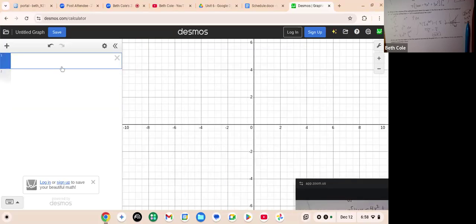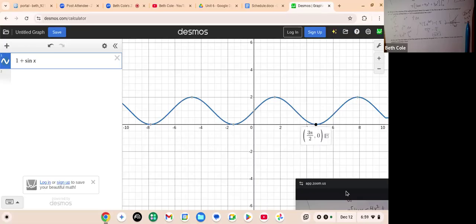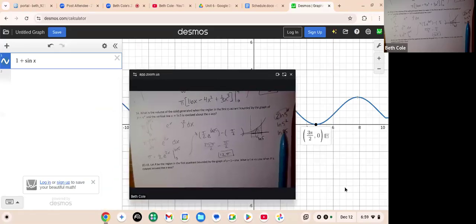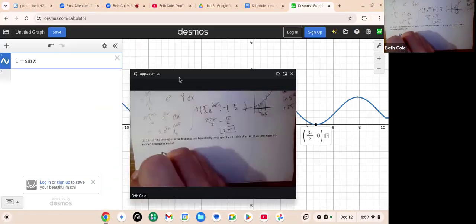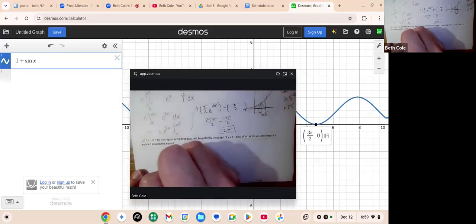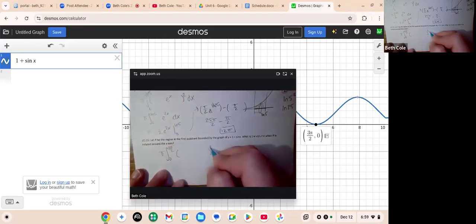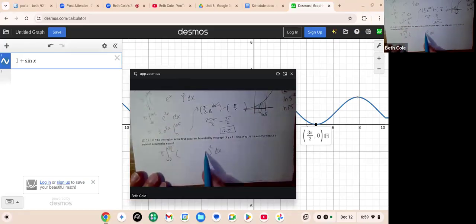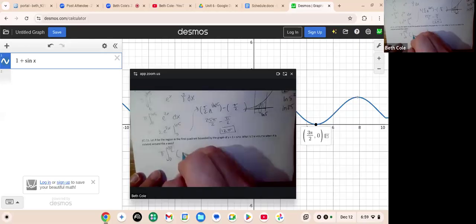All right, so what was it? 1 plus sine x. And the x-axis, right? It says region in the first quadrant. So we want to go from 0 to 3 pi over 2. So let me bring this up here so you can see what I'm writing down. So we want to go from 0 to 3 pi over 2. I'm going to set it up blank. Pi r squared dx. And our radius is just going to be that equation.